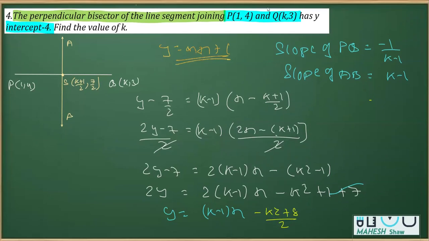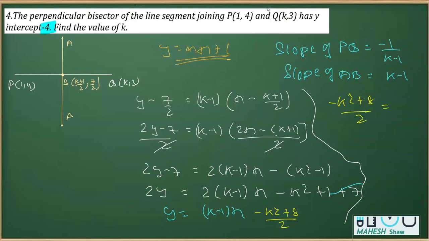Now, as per the question, you can see that the y-intercept is mentioned as minus 4 here. So what we can do, we can compare this, that is (minus k square plus 8) over 2, with minus 4. So what I can get, k square plus 8, on transposing 2 to the other side, is going to be minus 8. Further, bringing this minus 8 to this side, this gets cancelled here. So we get k is equal to plus or minus 4. So our answer is that the value of k is plus or minus 4.